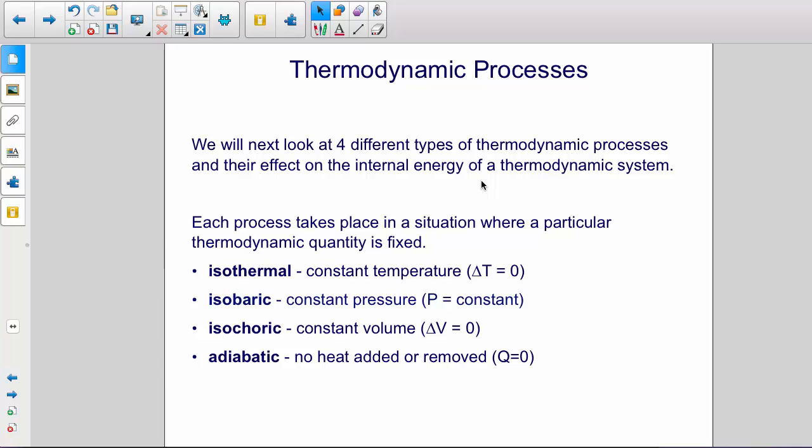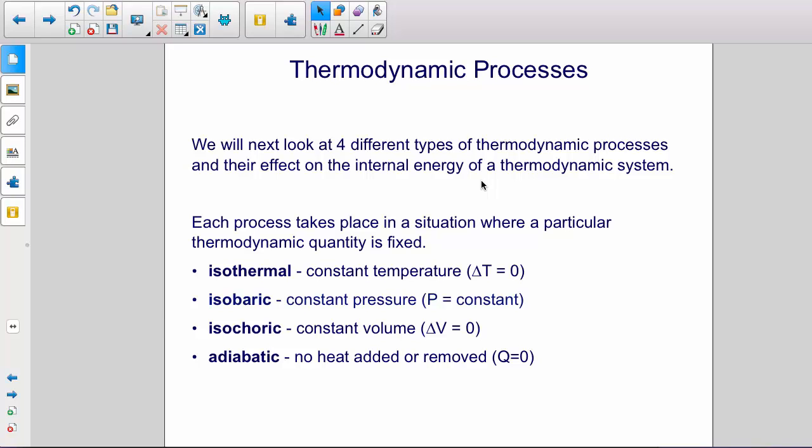We next have isochoric, meaning constant volume. Again, this comes from Greek equal space. And then finally we have adiabatic, which means not to be passed through. That means no heat is added or removed.